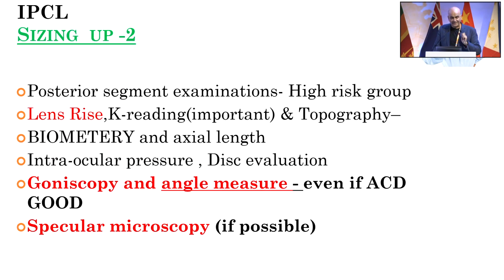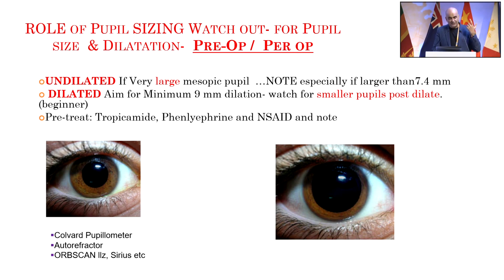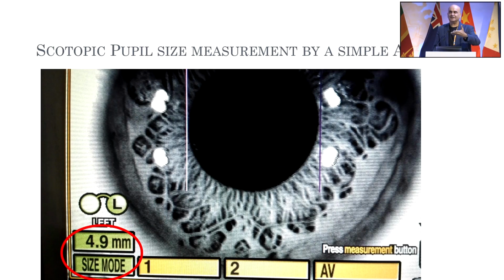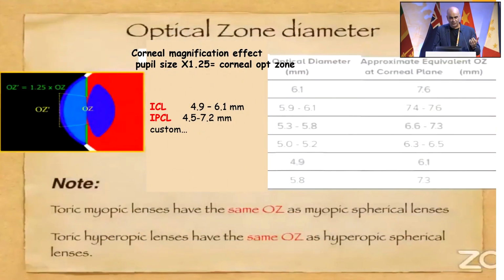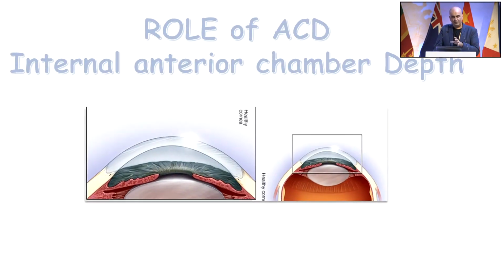Now, sizing up, as I said, angle measurement is very important. You should have access to an AIOC. You should have a good, decent angle of at least 35 degrees horizontally before you venture onto this journey. Measuring the pupil is very easy. This is an image from an autorefractokeratometer. Do not start with very small pupils or very large pupils. The optical zone of the pupil you measure is approximately 1.25 times the actual optical zone of the pupil.